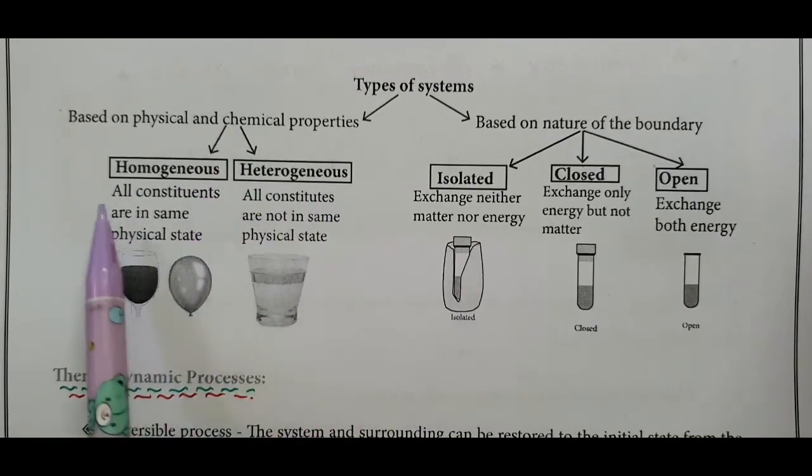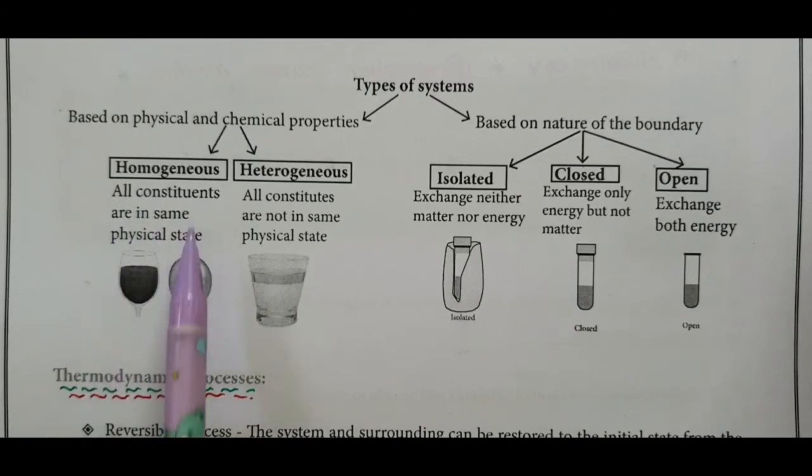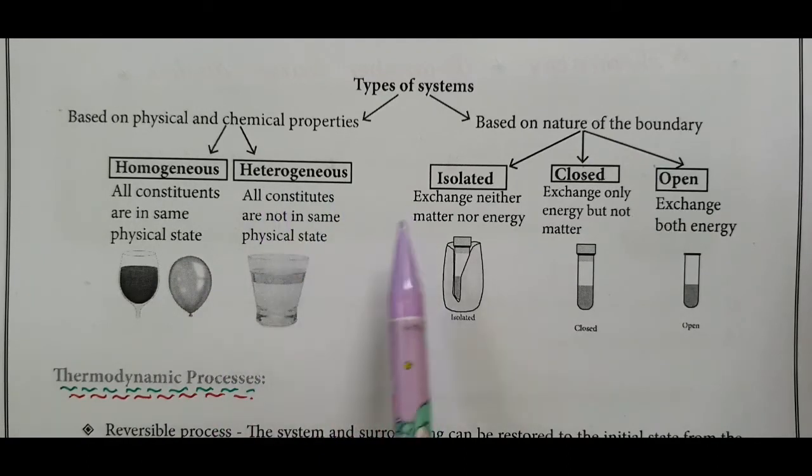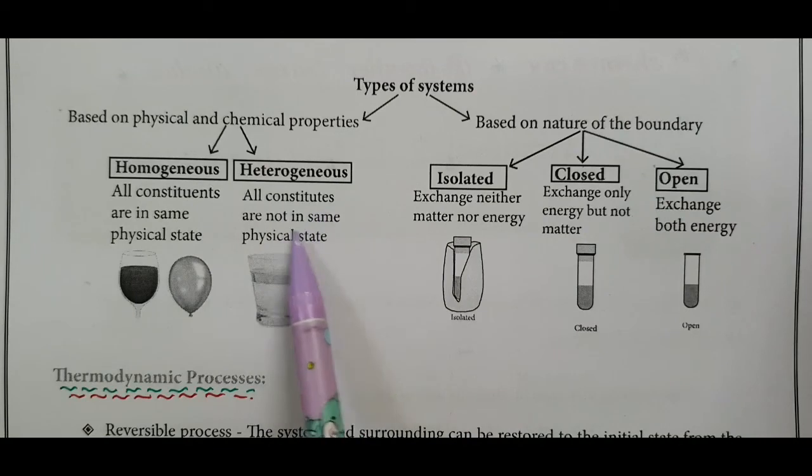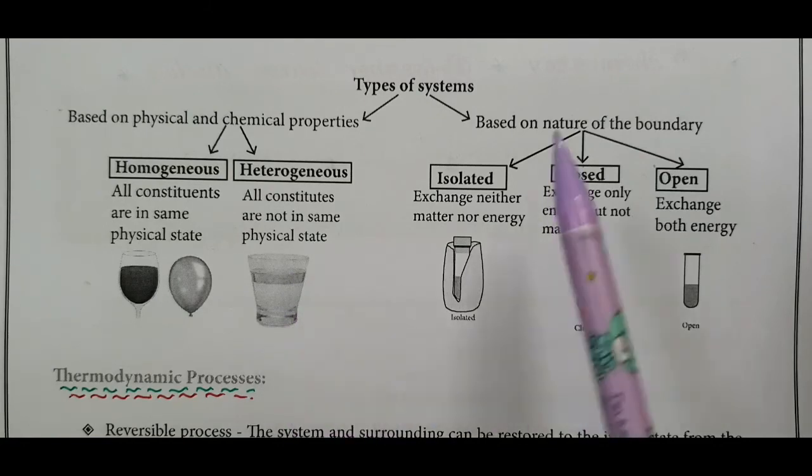Homogeneous system: all constituents are in the same physical state. A tumbler containing liquid, only in liquid state. A balloon consists of only air. Air is a mixture of gases. Heterogeneous: all constituents are not in the same physical state. When oil is mixed with water, oil forms the upper layer, water forms the lower layer.